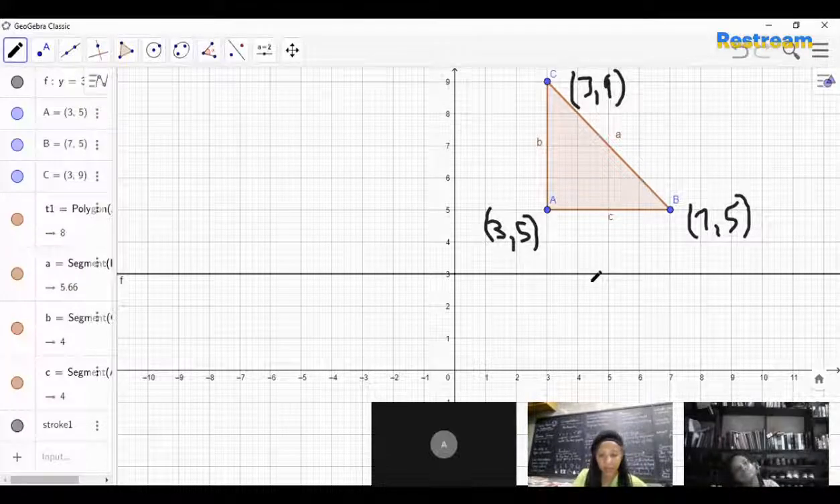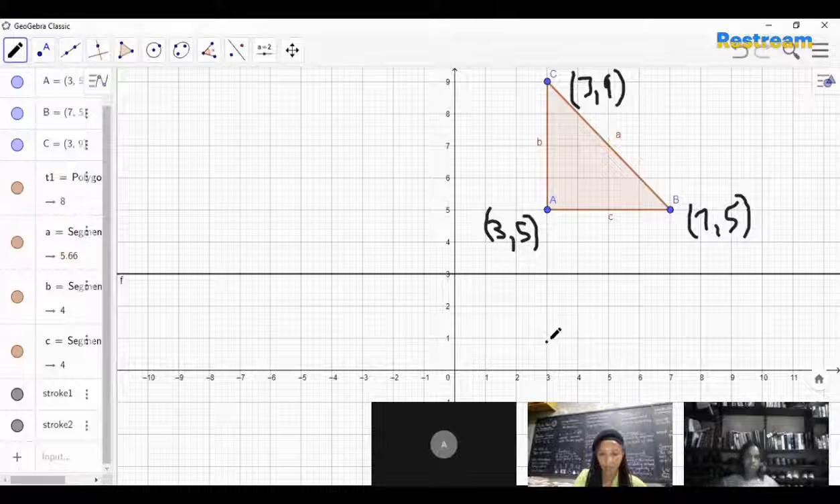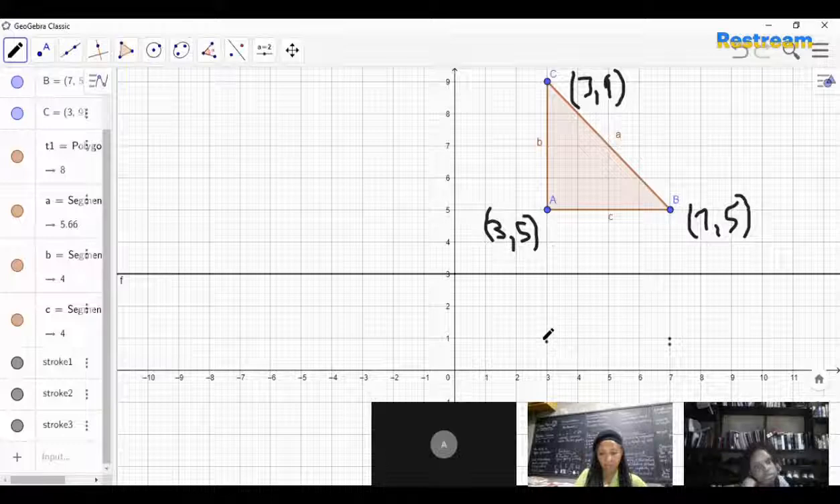All right. So for A prime, it would be 2 places below the mirror line, which is here. Yes, miss. B is 2 places also. And C is what? C is 6 places down from the mirror line. So that's 2, 4, 6. So right here.